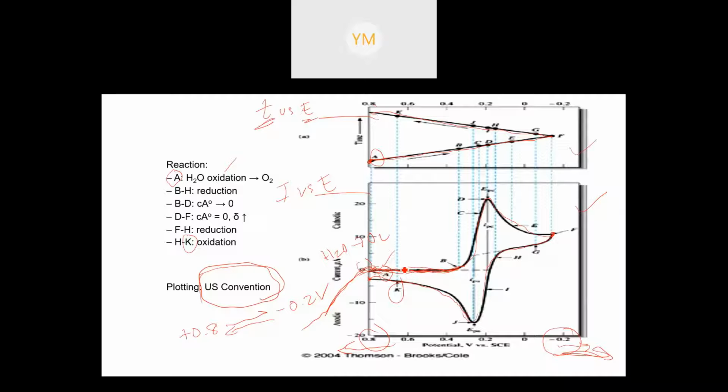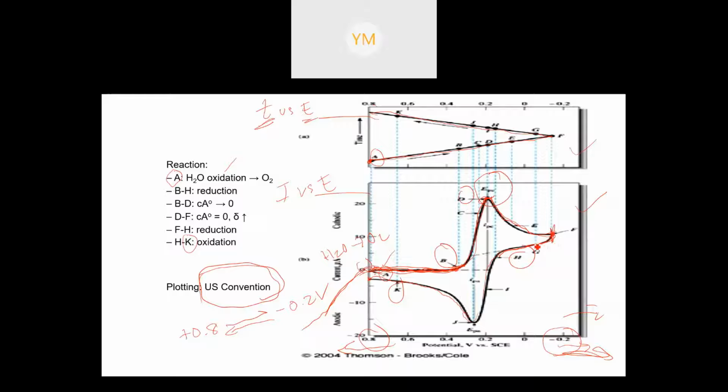There's nothing happening here because the current is zero. Then at B, suddenly, B to H. This curve from B to H represents the reduction process, because the negative direction is reduction. So the maximum is located at D. The maximum reduction process is at the peak of the voltammogram.